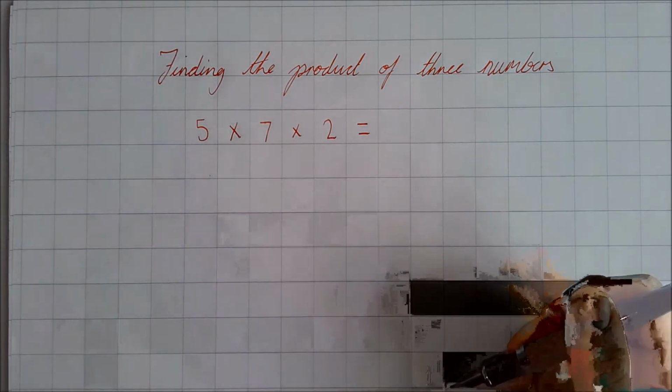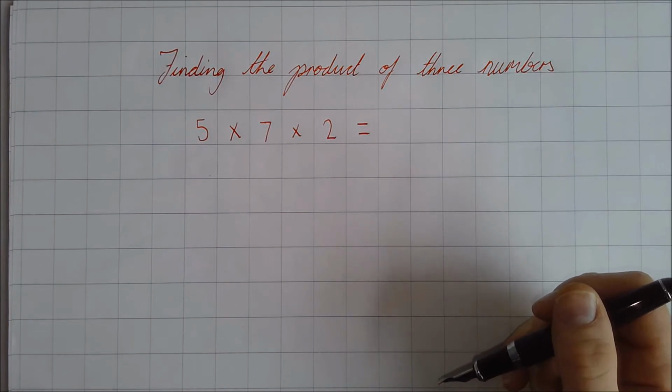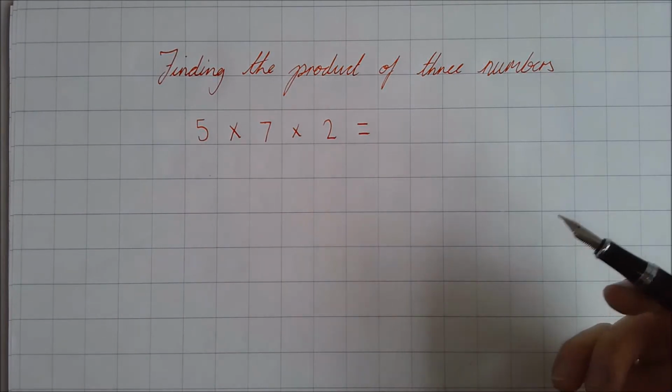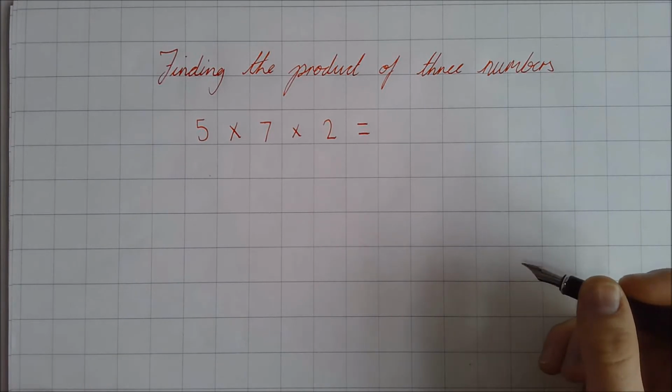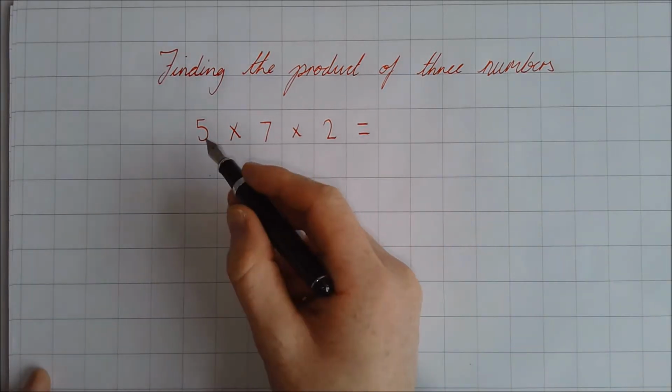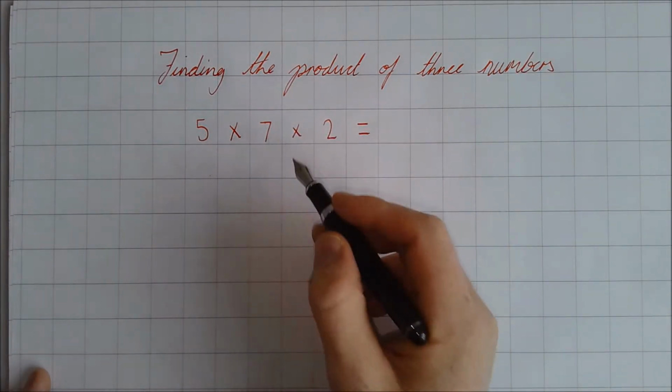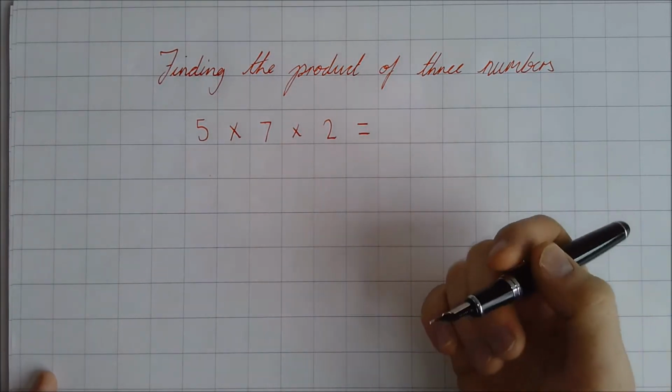Whenever we're faced with a question like this, it's really important to remember that we can use commutativity to help us. So we need to understand that we can rearrange these digits and multiply in any order and it will give us the same product.